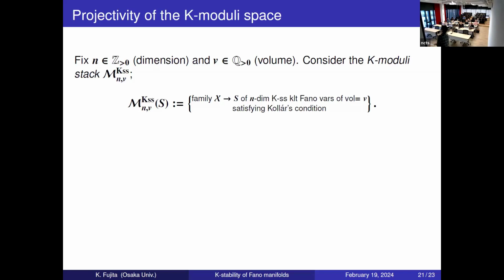For S a scheme over Spec C with the big fppf site, the scheme over S corresponds to a groupoid whose set of objects are families over S of n-dimensional K-semistable KLT Fano varieties with volume V and dimension n, and satisfying some mild condition, the so-called Kollár condition.